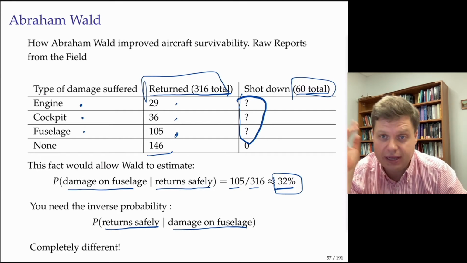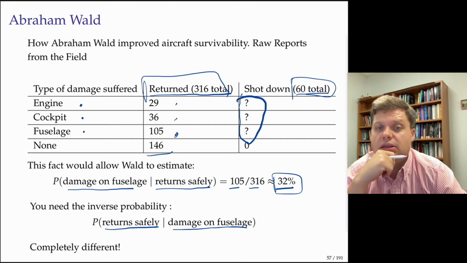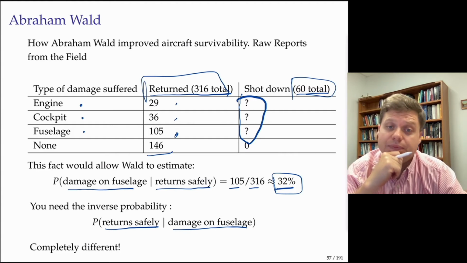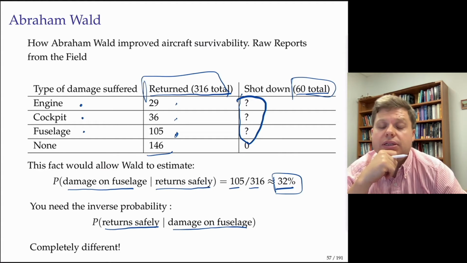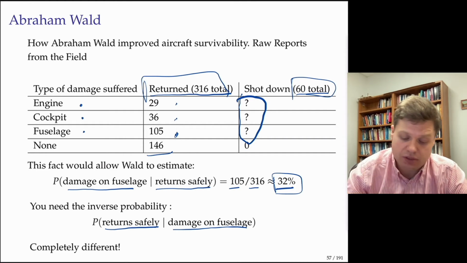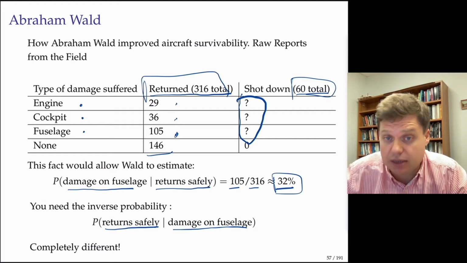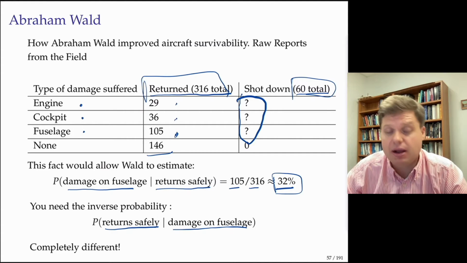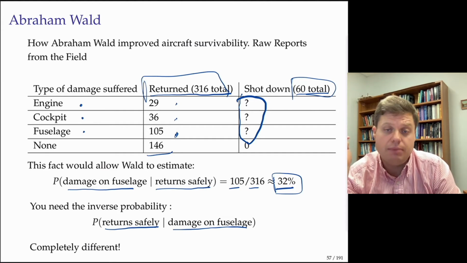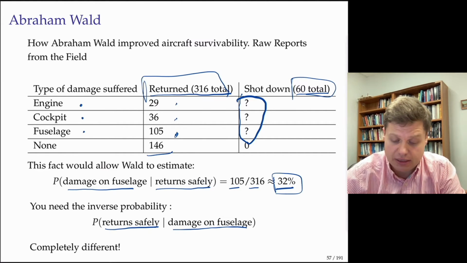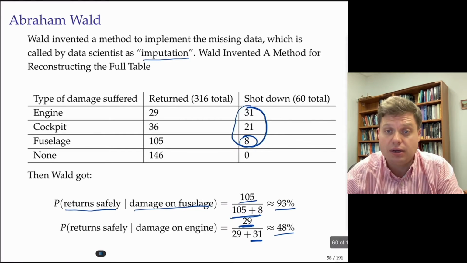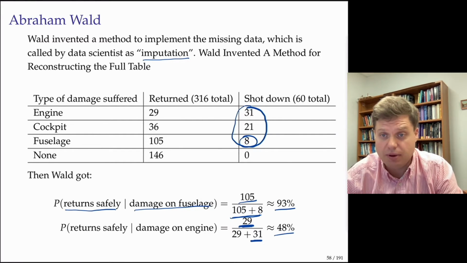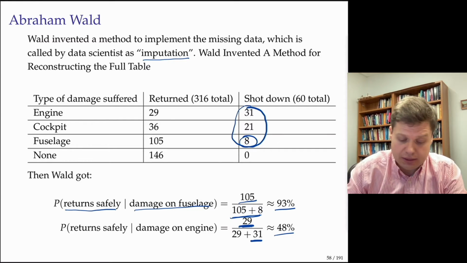It's just the largest part of the plane, so it is not a surprise that the fuselage is most likely to get damaged. But what you're really interested in is the opposite. You're really interested in the probability of returning safely, given that the damage was caused to the fuselage. But you don't really see the airplanes that did not come back home safely. So calculating this one is impossible. And Abraham Wald was able to come up with this imputation procedure that basically allowed him to fill in the missing observations in this table and calculate the probability that he wanted to calculate.